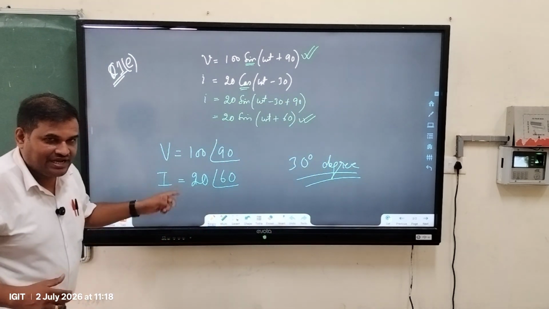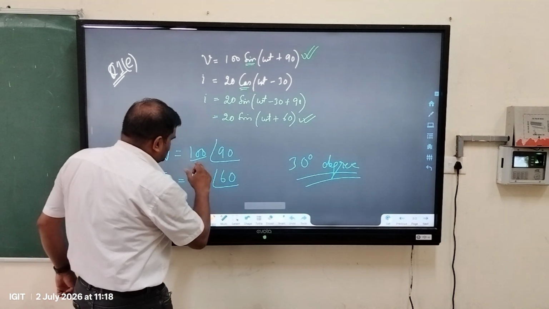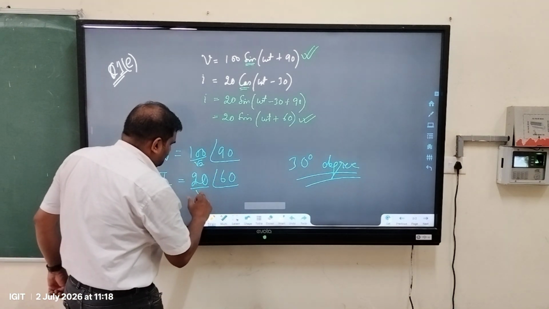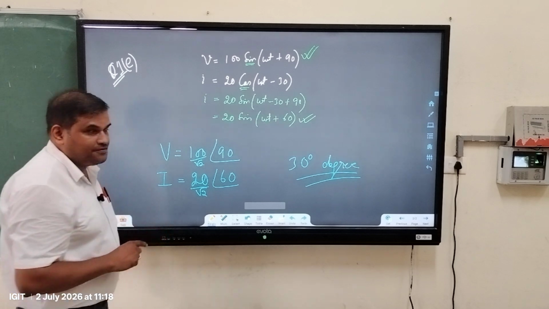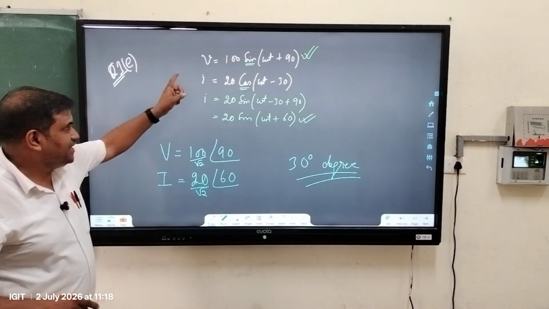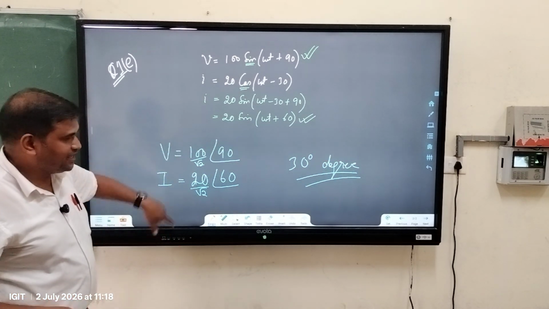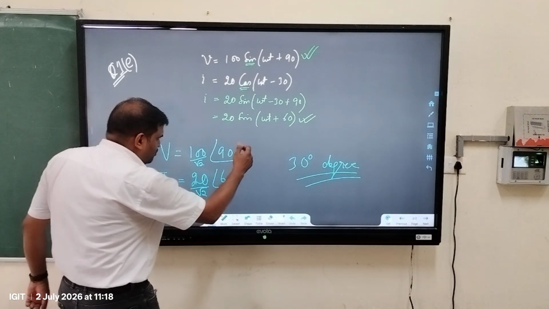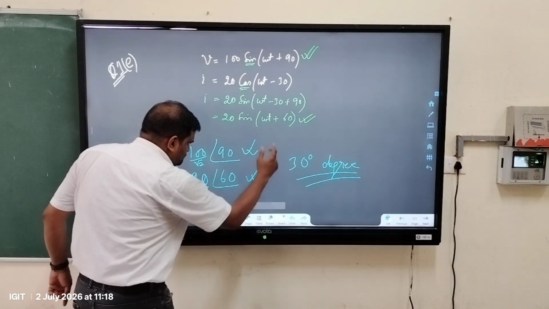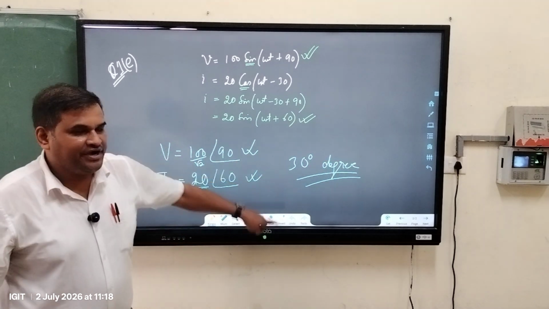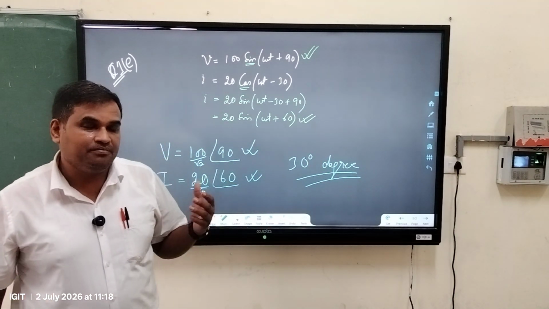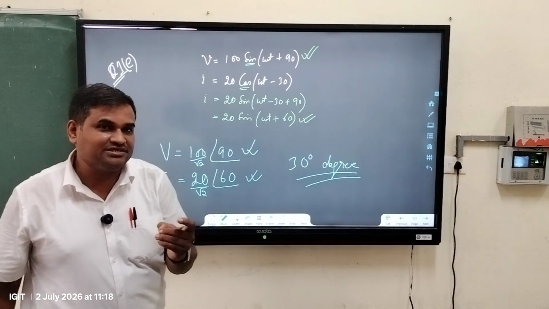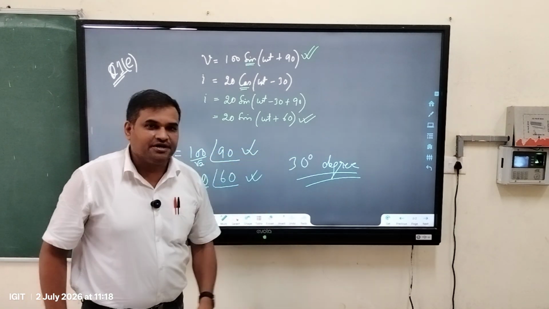One can write the phasor like this. Also, if you take the RMS values, you can write the phasor like this. Both are correct. In one case we are taking the peak value, in another case we are taking the RMS value. This is the more correct one. So that way you can find out by what angle the current lags the voltage. The answer is 30 degrees.